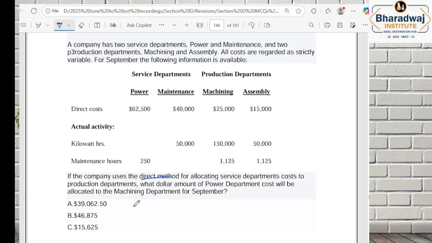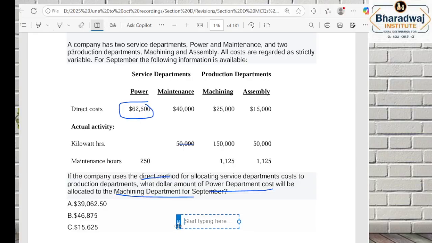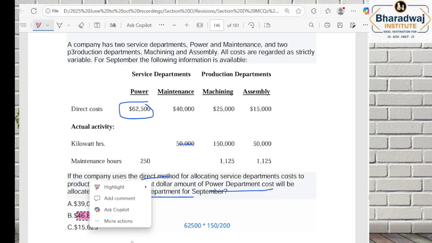Direct method of allocating service department cost to production department. What dollar amount? Power department cost that will be allocated to machining department. 3:1 ratio. Into 150 by 200. How much? 46,875. Correct.